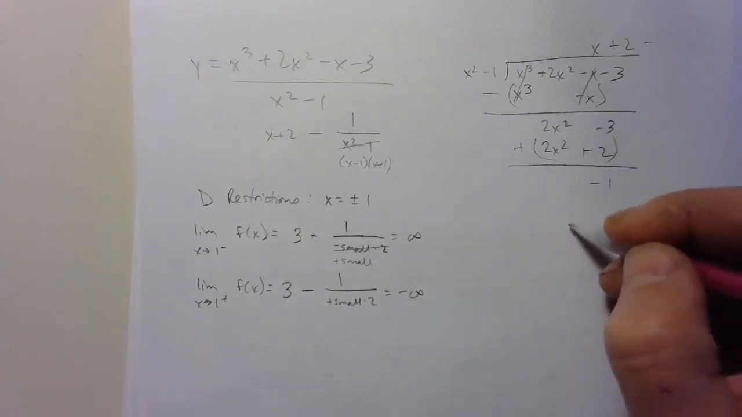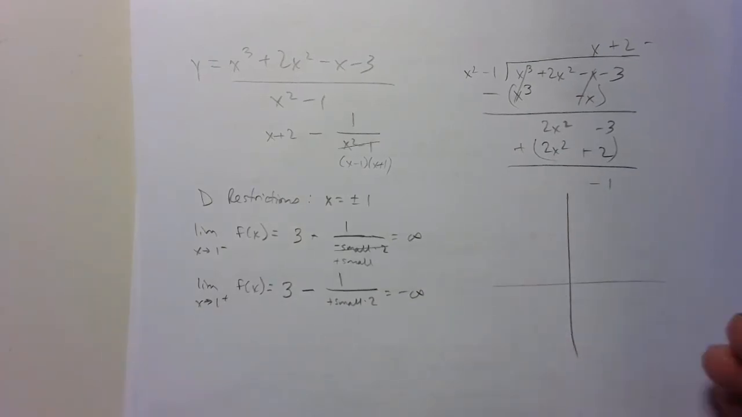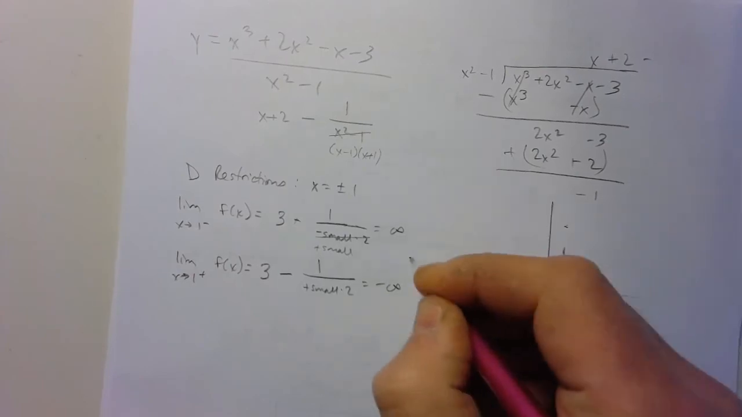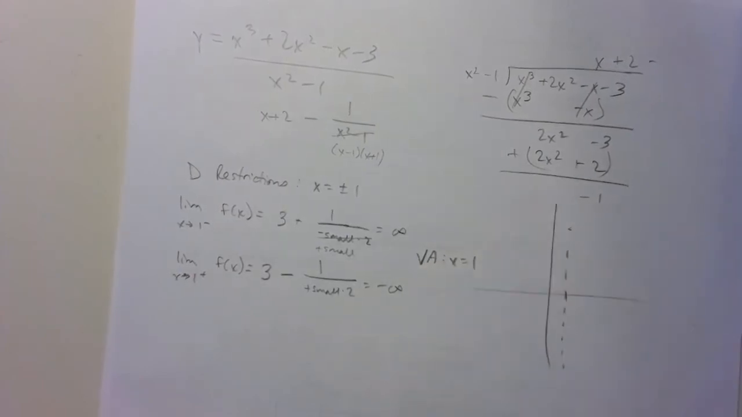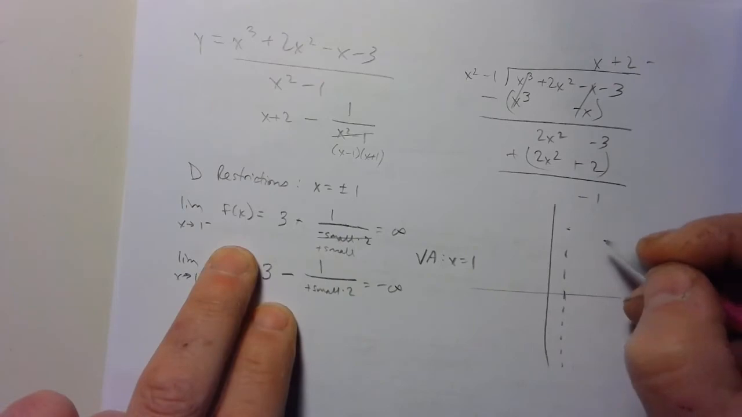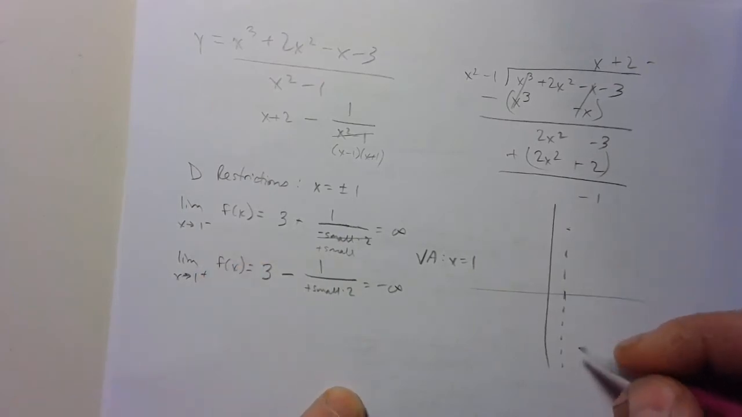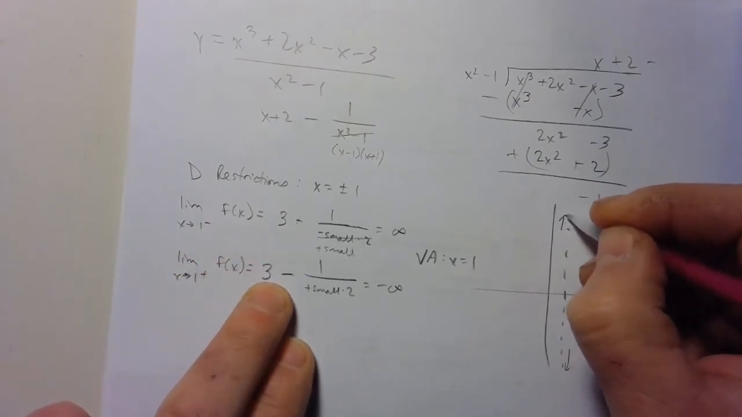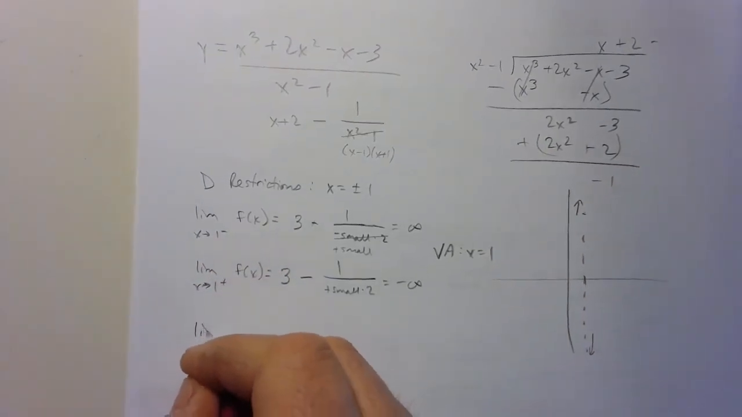So we can kind of see what's happening with our graph here, right? That it's going to be at 1. We're going to have a vertical asymptote at x equals 1, and from the right it's going to be going down, and from the left it's going to be going up. Okay, we'll do the same thing at 1.